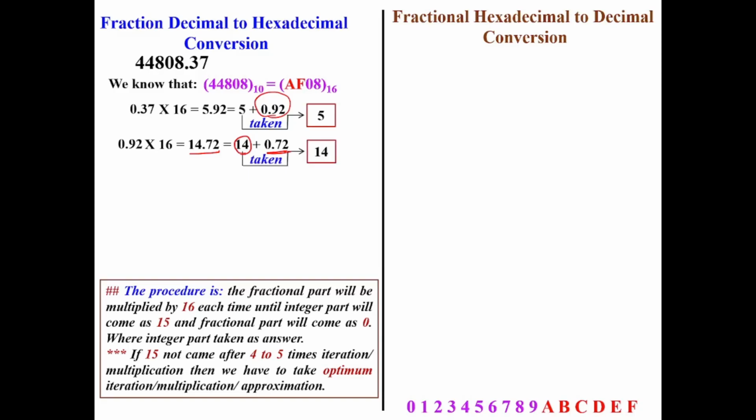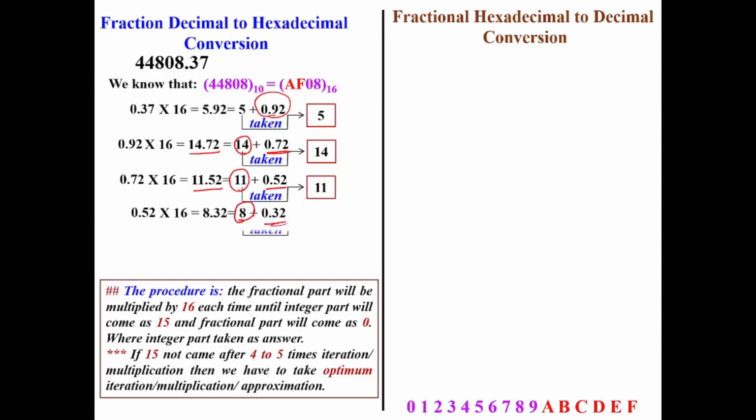Again we do the same. 0.72 multiplied with 16, we get 11.52. 11 is the integer part, 0.52 is the fraction part, and 11 is our answer, written separately. Again 0.52 is multiplied with 16, we get 8.32. 8 is the integer part, 0.32 is the fraction part, and 8 is the answer taken and written separately. Like this, we can do the multiplication or iteration for optimum approximation.